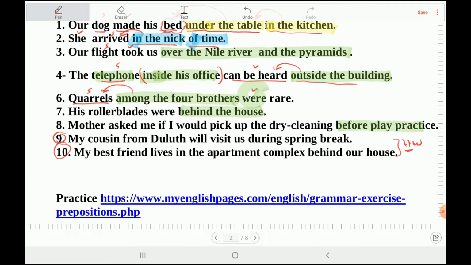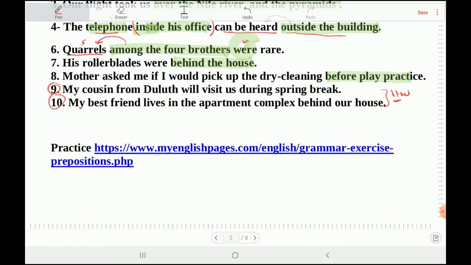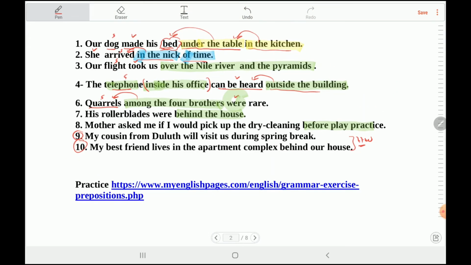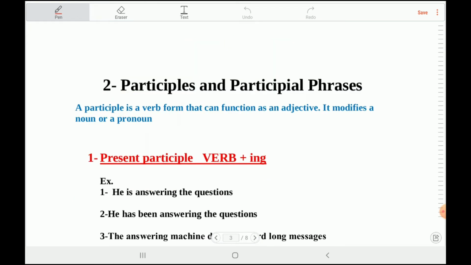Try doing that. 9 and 10 will be homework. Okay, and of course there will be extra practice, God willing. I have a link here. I'll put it in the descriptions below. Okay, so this is the prepositional phrase. Okay, the next one.